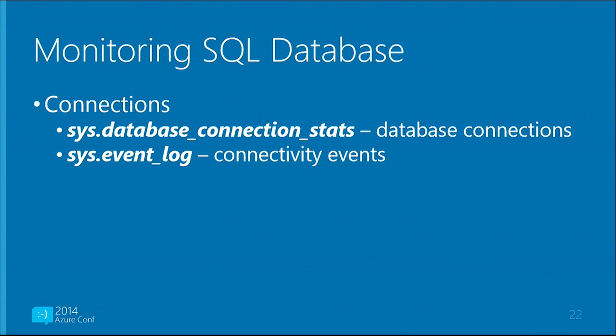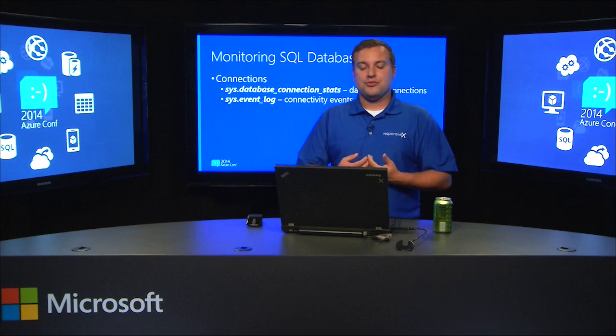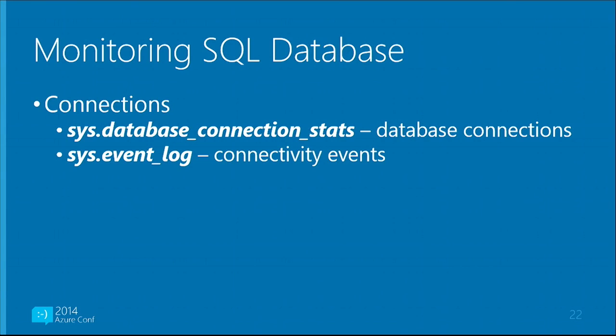Now earlier we saw a row from a query that told us we had a throttled connection. And there are a couple of system objects in the SQL database that give us information about our connections. The first is sys.database_connection_stats, and that gives us a summary by time of our database connections. The second is sys.event_log, and that gives us very detailed information about connectivity events. So the connections that are occurring, if they got throttled, that's where we got the information, that row back from SQL database to tell us we had a throttled connection and here's the reason code.